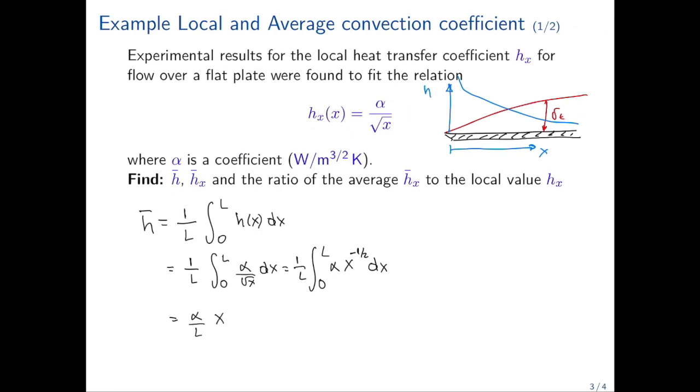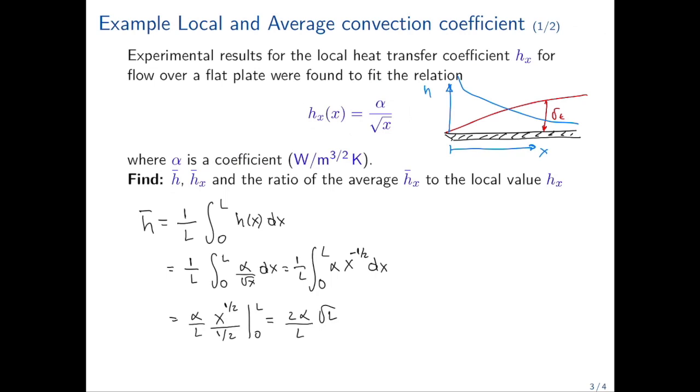going to be x to the minus 1/2 plus 1, which is 1/2, and divided by 1/2. And this is evaluated in between 0 and L. So this is equal to, and we have a 1/2 in the denominator, so the 2 goes to the numerator. So we have 2 alpha divided by L square root of L.